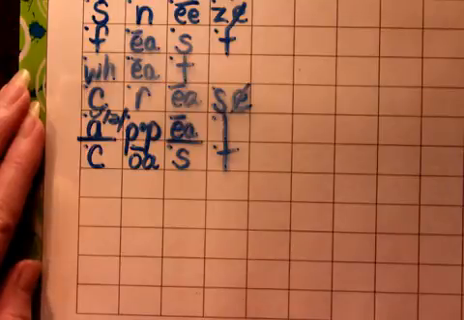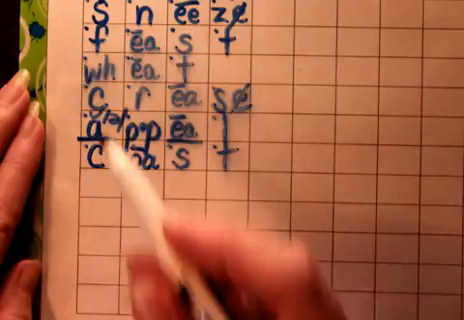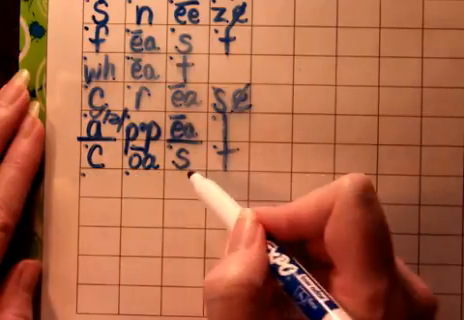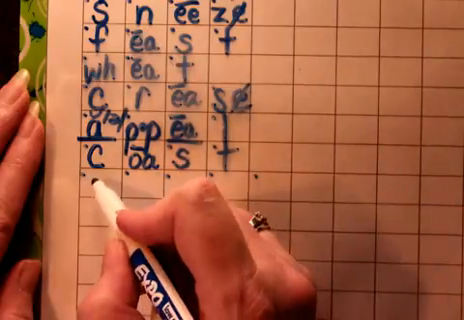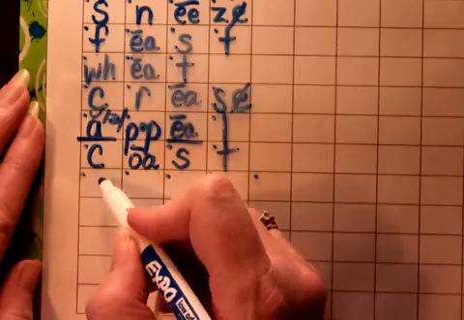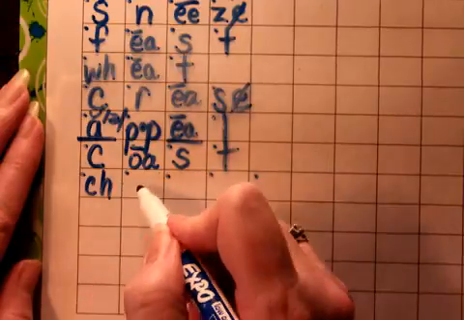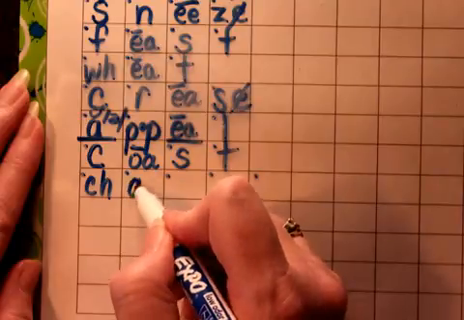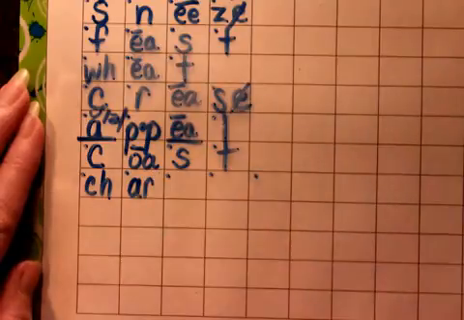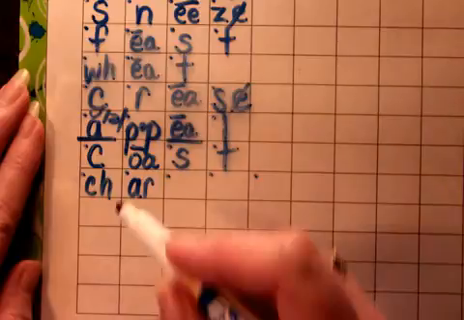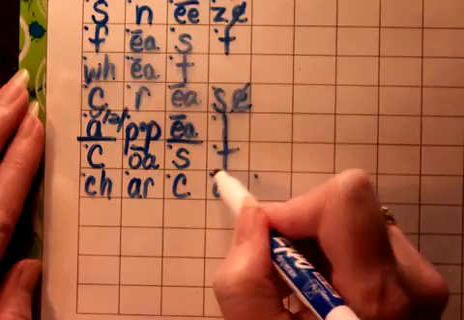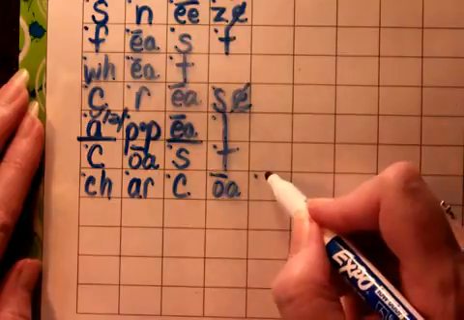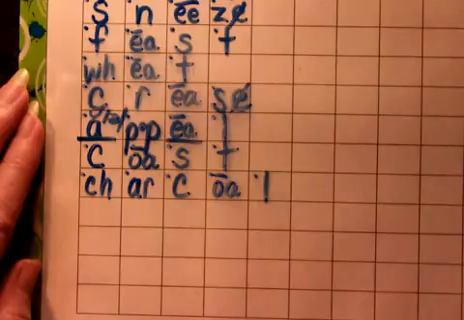Another word is charcoal. A barbecue with charcoal. Ch. What digraph makes the ch? Let's write the C-H. R. That's an R-controlled vowel. The R works with the vowel to make the R sound. A-R, R. K is the C. O is the O-A in the middle of the base word. And L. Charcoal.